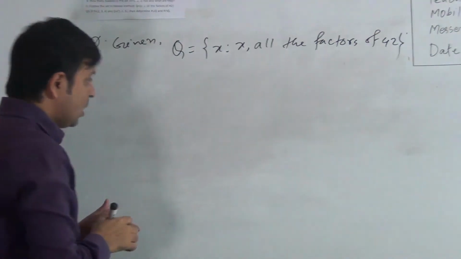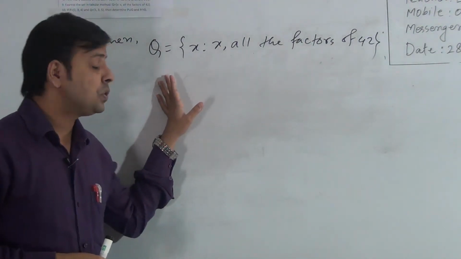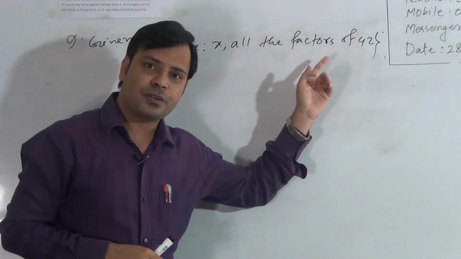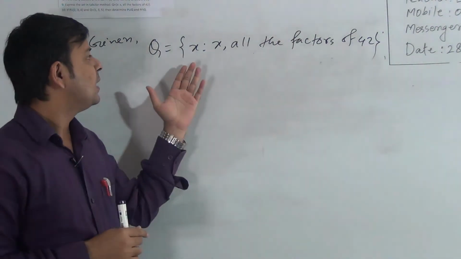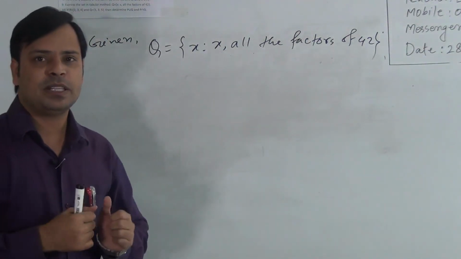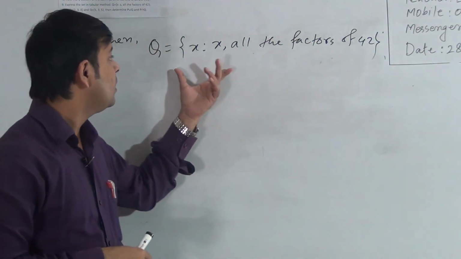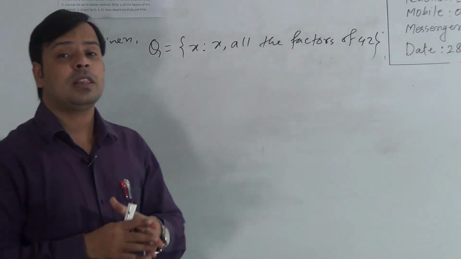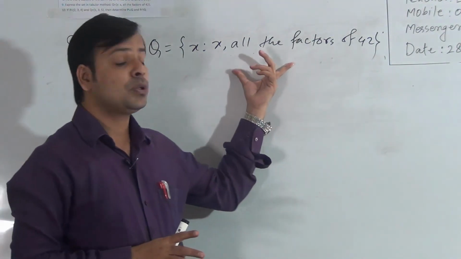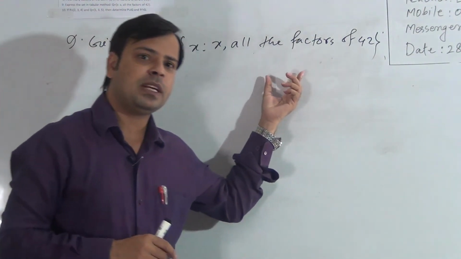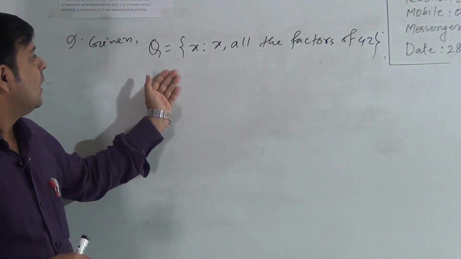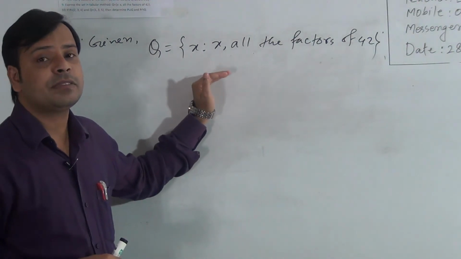As we need to express this set in tabular method, at first we have to find all the factors of 42. Dear students, I have told you there are two methods of expressing a set. The first is the tabular method and the second is the set builder method. In set builder method, the particular elements are not given, just one or more conditions. That type of set is known as set builder method, and we have to express this set in tabular method.